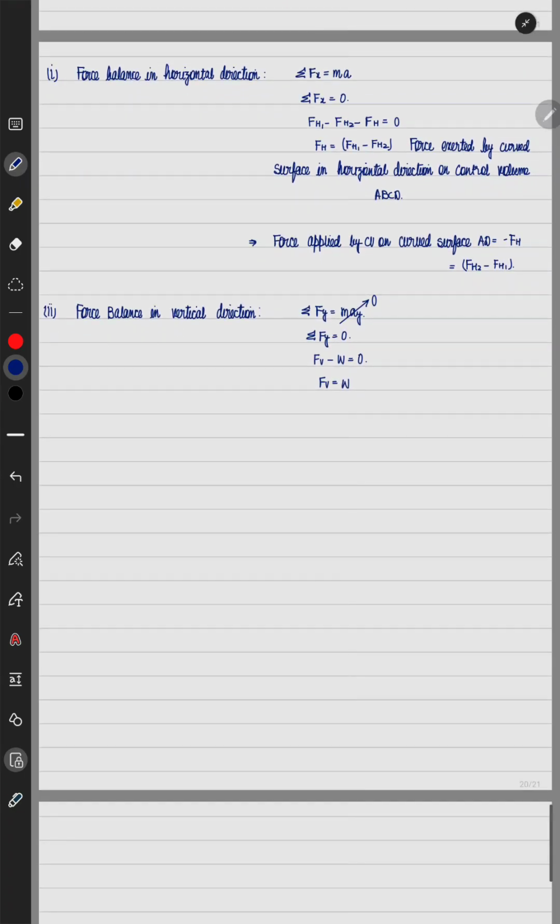So what is the force exerted? The force exerted by the curved surface on control volume ABCD is equal to W, or the weight of the liquid above it.